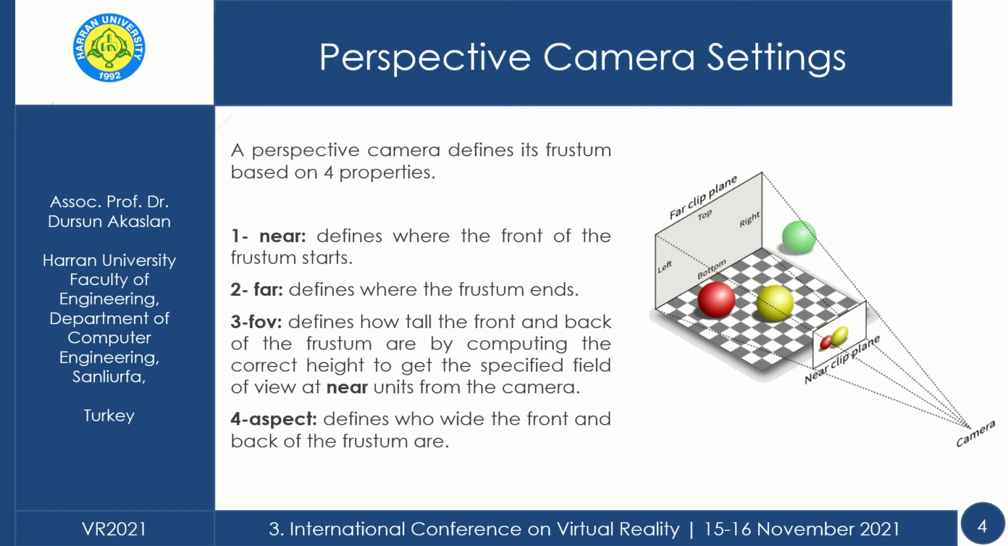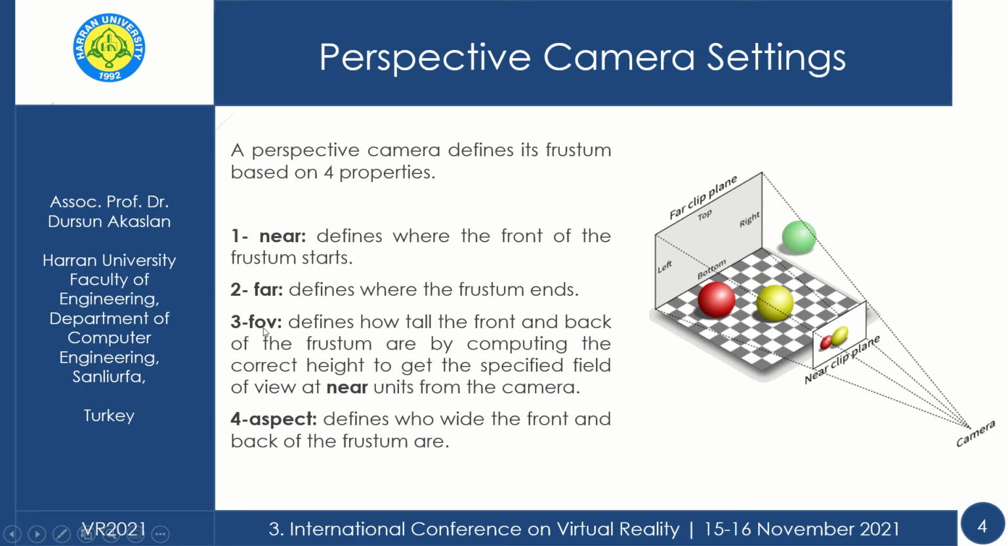There are some settings we need to think about when we use a perspective camera in the virtual world. There are four parameters. The first one is near. It defines where the front of the frustum starts, as you see in the shape of the perspective camera. Can you see this is the camera? This is the frustum. This is near, this is far, the clip planes. Far also defines where the frustum ends, like this.